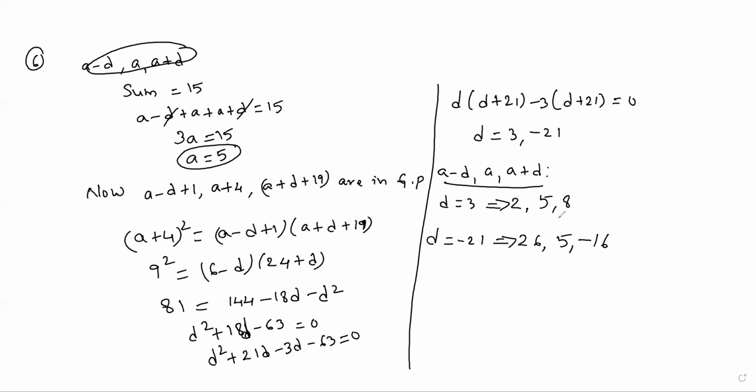Now in which option do these terms exist? That is option C. So option C is correct. Those numbers are 5 minus 21D or 26, 5 minus 16D.